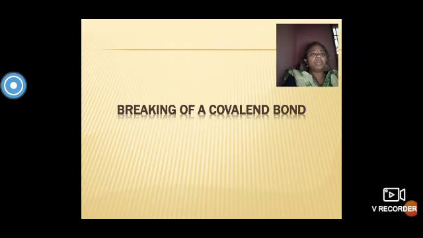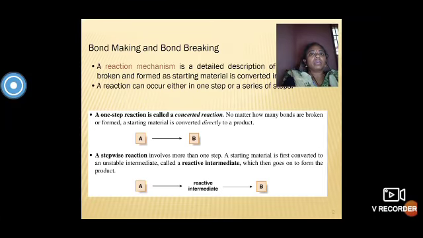Breaking of covalent bond. Bond making and bond breaking. A reaction mechanism is a detailed description of how bonds are broken and formed as the starting material is converted into product. A reaction can occur either in one step or a series of steps. For example, A can convert to B, or A can convert to B through an intermediate.